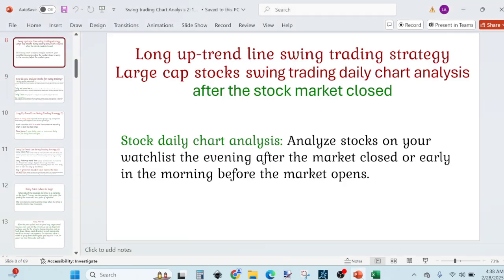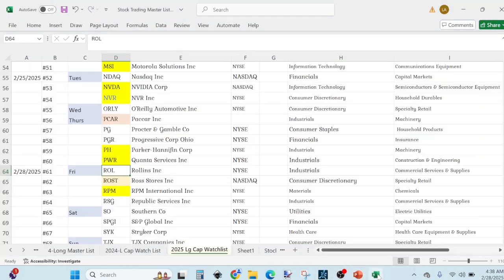Hello, large cap stock swing trading daily chart analysis using long option long swing trading strategy. So you open your watch list of stocks and you analyze their chart after the market close at the end of the day, or you can do that early in the morning before going to work and before the markets open as well. So today is February 28, 2025.